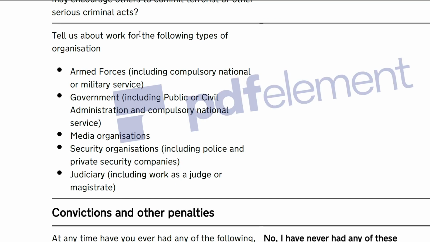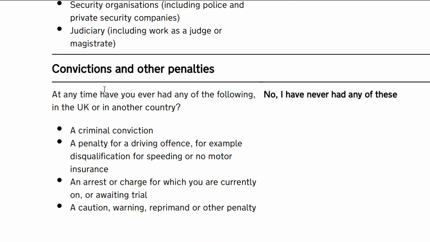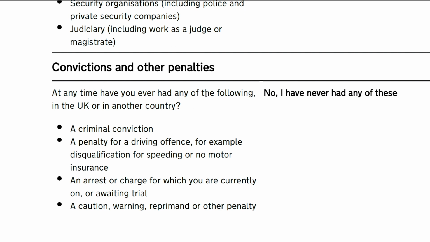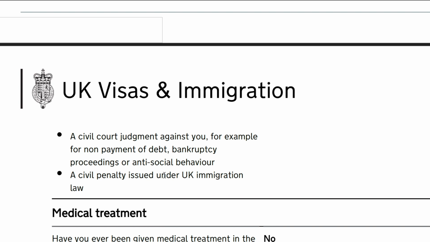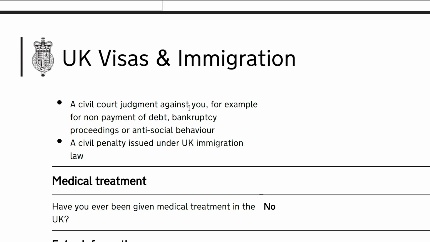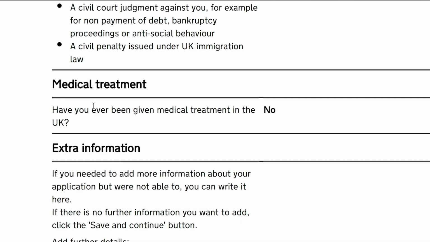Tell us about work for the following types of organizations. So if you've worked for the following types of organization, you have to indicate. If you've had any conviction, you're going to tell us about it as well. You're going to tell the UKV. If you've had a civil court judgment against you, a civil penalty issued under UK immigration laws, you must declare it.